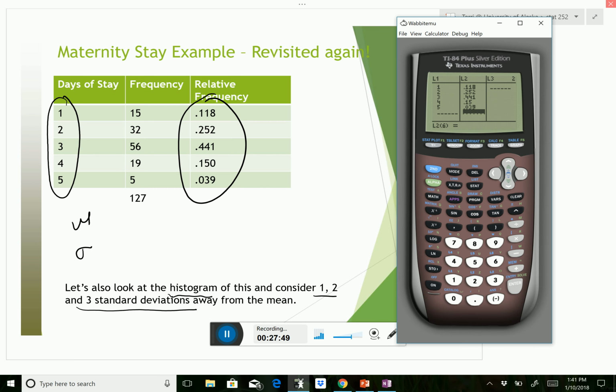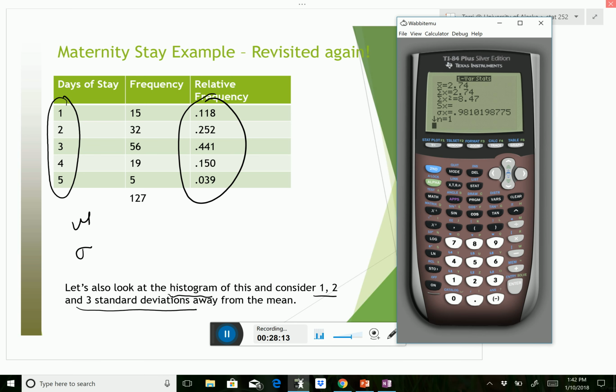Okay, so now I have that done. So now I'm going to do my 1 var stat. I'm going to go stat, calc, 1 variable statistics. Now my list is just list 1. My frequency list, second 2. Because I want the frequency, I want it weighted by this amount, and hit enter.